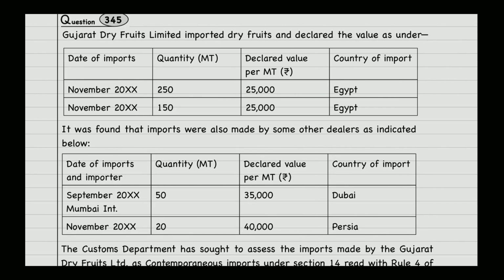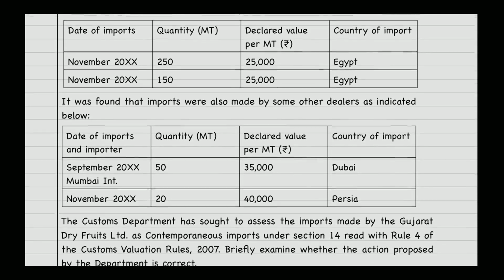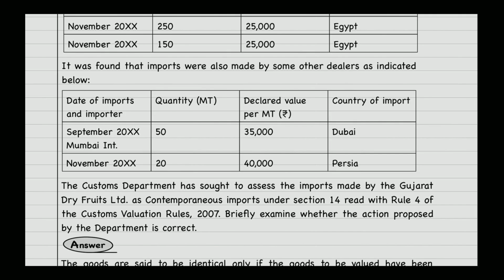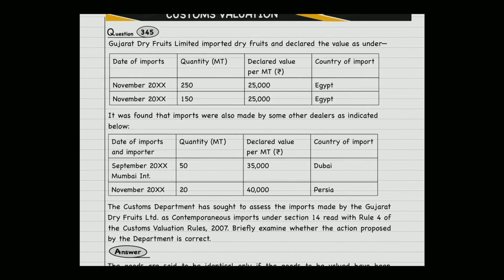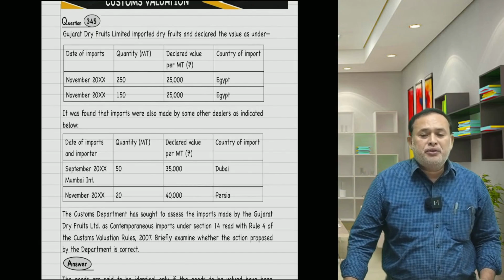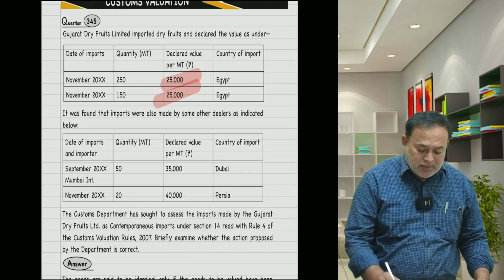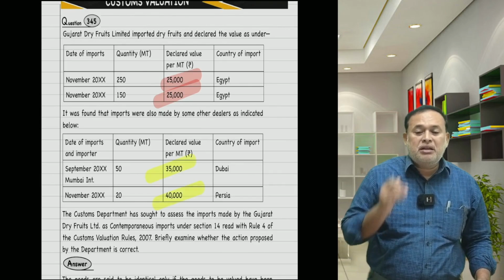It was found that imports were also made by other dealers as indicated below. September, Mumbai International imported 50 metric tons, declared value per metric ton 35,000 rupees, country of import Dubai. November, another importer imported 50 metric tons, declared value per metric ton 40,000, country of import Persia. The Customs Department has sought to assess the imports made by Gujarat Dry Fruits as contemporaneous imports under section 14, read with rule number 4 of the Customs Valuation Rules 2007. Briefly examine whether the action passed by the department is correct. Here, my dear friends, the department officer says the goods which you imported at 25,000 rupees per metric ton are at a far lesser price, because we are comparing the price of similar goods at 35,000 to 40,000.